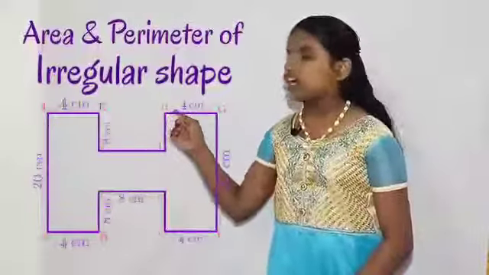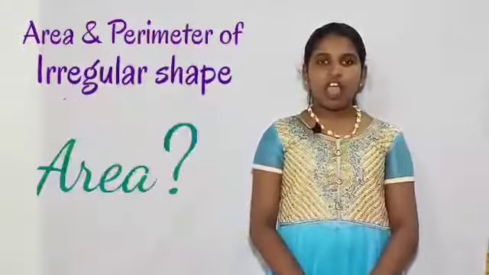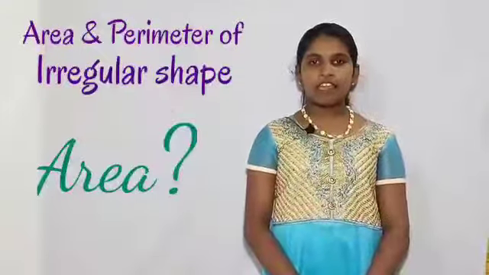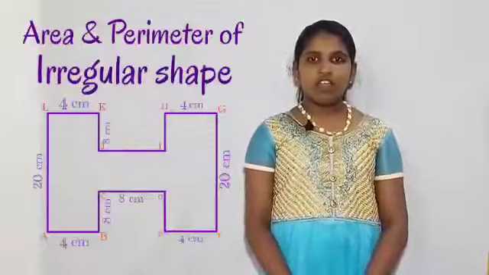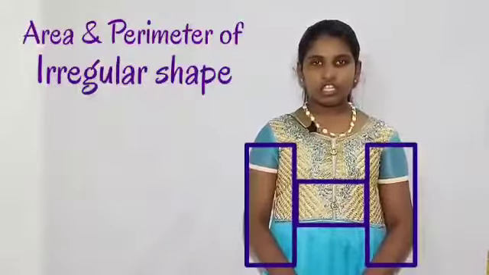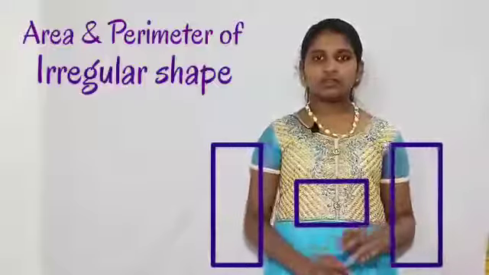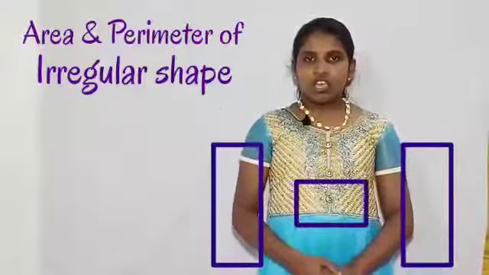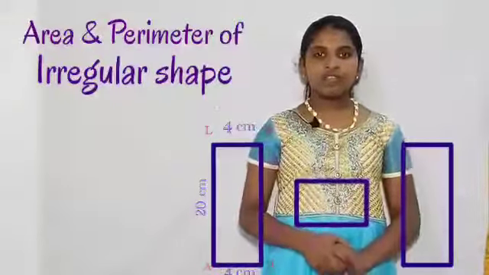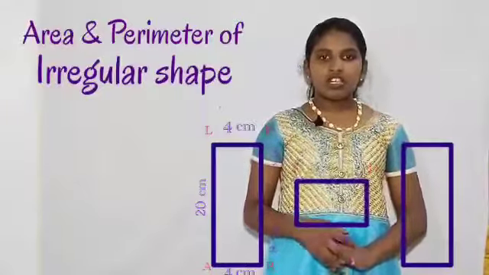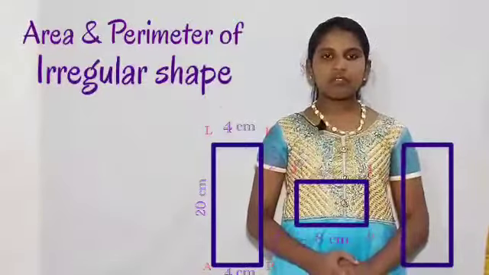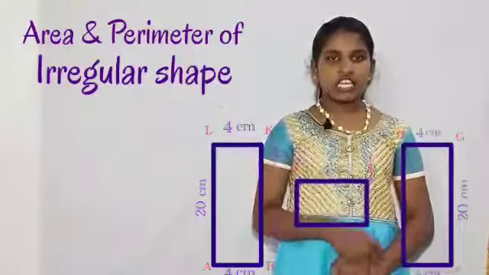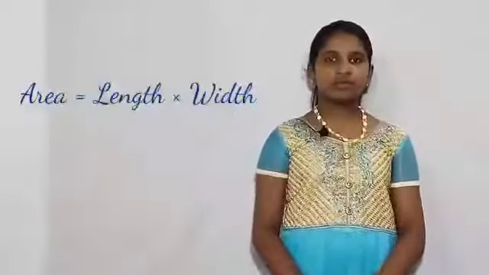Next we discuss area and perimeter of irregular shapes. This is an irregular figure. How do we find its area? First we divide this figure into 3 rectangles, that is ABKL, next rectangle CDIJ, the last is EFGH. Then we calculate the area of each rectangle by the equation length into width.